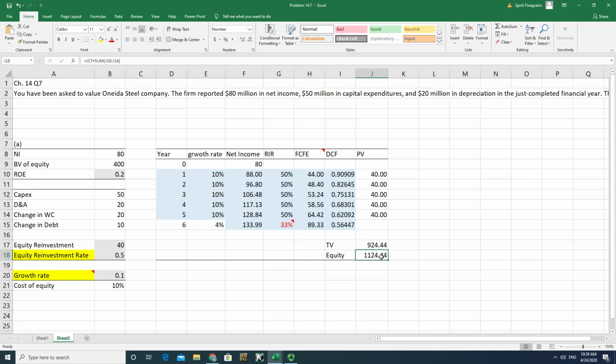Right. So this is a short video showing you an alternative way of estimating free cash flow to equity based on the reinvestment rate. And also it reveals a very tricky estimation of the reinvestment rate, based on growth rate and ROE.